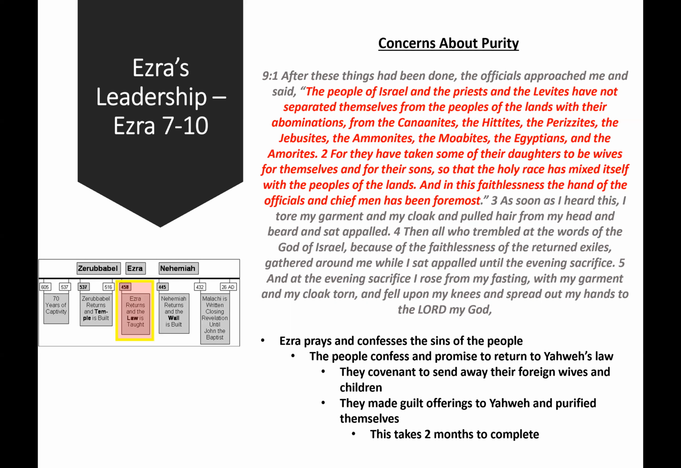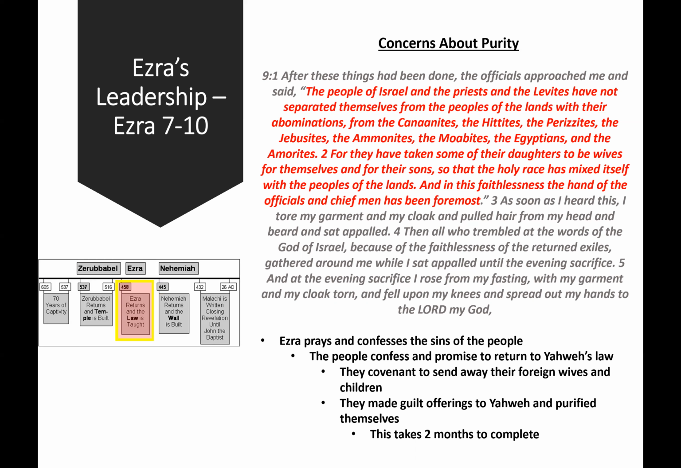For they have taken some of their daughters to be wives for themselves and for their sons, so that the holy race has mixed itself with the peoples of the land. And in this faithlessness, the hand of the officials and the chief men have been foremost. As soon as I heard this, I tore my garment and my cloak and pulled hair from my head and beard and sat appalled." So he's mourning here.